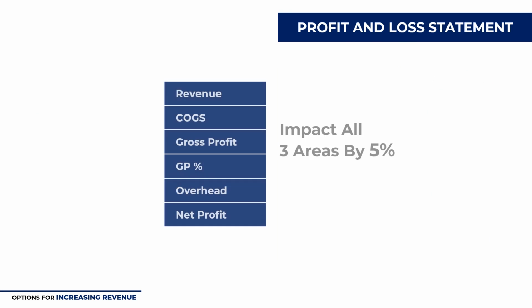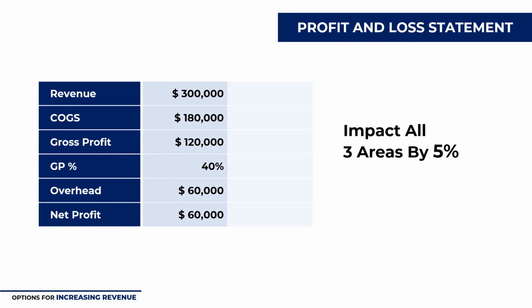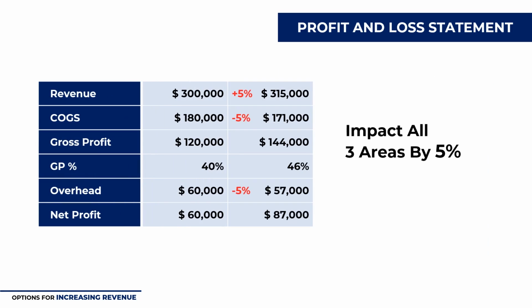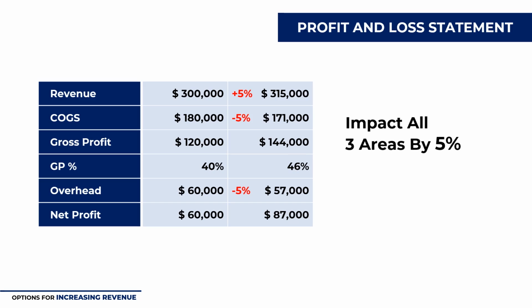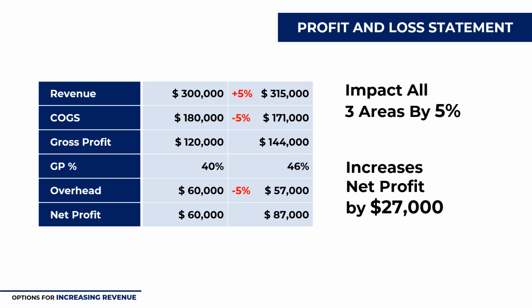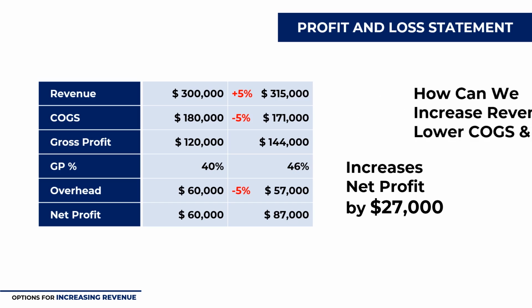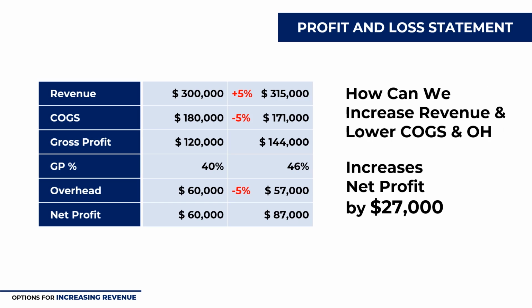We then discussed the power of exponential growth. In this example, if we could impact these 3 areas by 5% each, meaning we increase our revenue by a meager 5% and lower our COGS and overhead by 5%, we would generate an additional $27,000 in net profit, and at 0 cost. So now that begs the question, how can we increase revenue and lower our COGS and overhead?